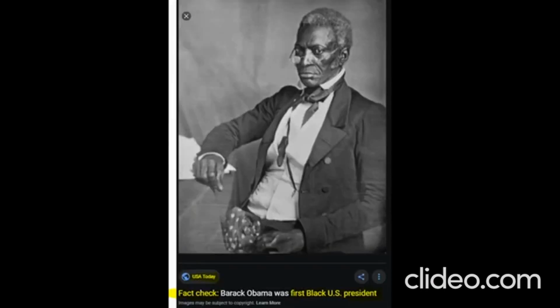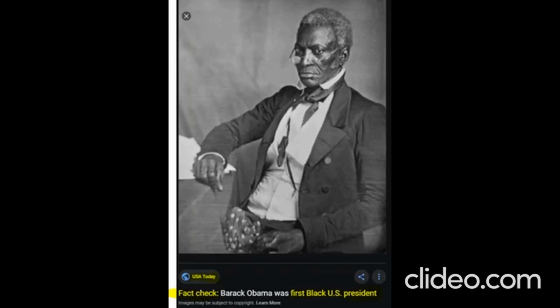Here is John Hanson. And John Hanson was where this whole controversy started. It was probably about between 5 to 10 years ago. And it was saying that he was the first black U.S. president, that they had an image of him.